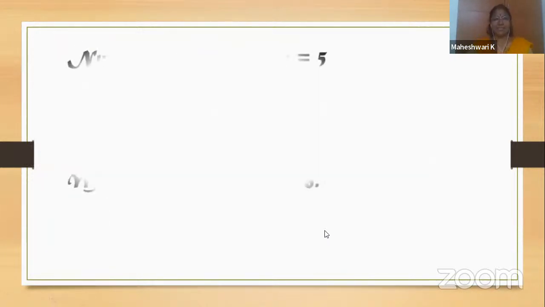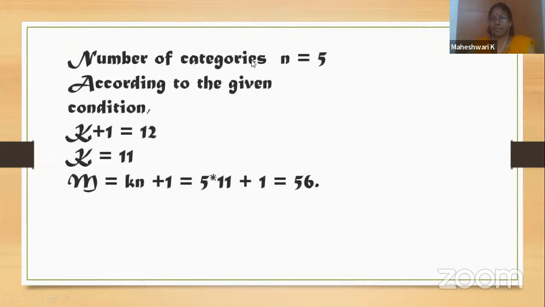Going further with the solution part. Now the categories, those different color balls which we had. How many? 5 different colors. And why are we taking k plus 1 as 12? Because that's the minimum number of balls you should have of the same color.